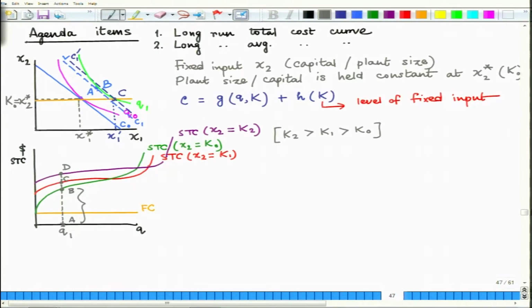Now if the farm wants to produce the same level of output but for a higher plant size, then the short run total cost curve which is relevant for the farm, that is basically the red one, will give a higher total cost given by AC. So what we can see is that for a lower level of output, if the farm wants to produce that level of output with a higher plant size, the total cost is higher because of the high fixed cost involved with the higher level of plant size.